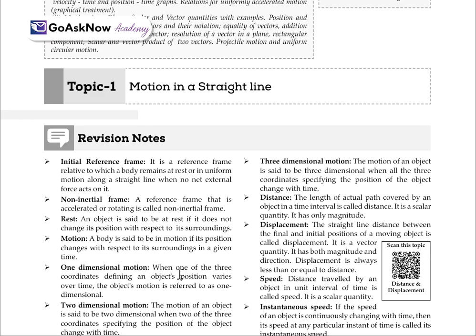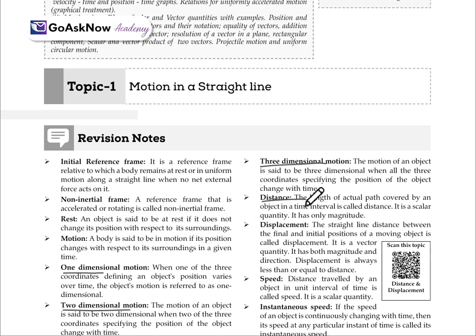One-dimensional motion: when only one of the three coordinates defining an object's position varies over time, the motion is referred to as one-dimensional. Okay, or we can say it as 1D. Now, two-dimensional motion means the motion of an object is said to be two-dimensional when two of the three coordinates specifying the position of the object change. It means when it is only x, then it is one-dimensional. When it's about x and y, then it is two-dimensional. Now, three-dimensional means the motion of an object is said to be three-dimensional when all three coordinates specifying the position of an object change with time. It means x, y, and z.